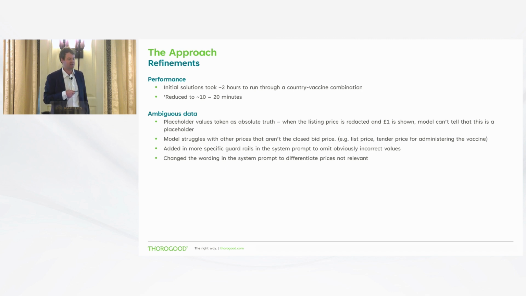And to solve this, we had to change two things. We added some more specific guardrails into the system prompt to omit the incorrect values. We also changed the language in the system prompt to differentiate between prices that aren't relevant. So maybe in our example today, not taking the US price when we're looking in the UK, or a European price for a UK price, and so on and so forth.